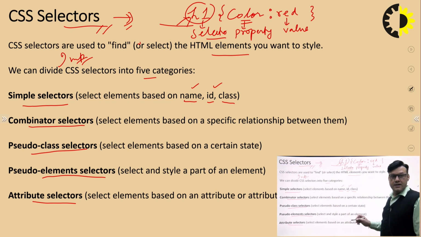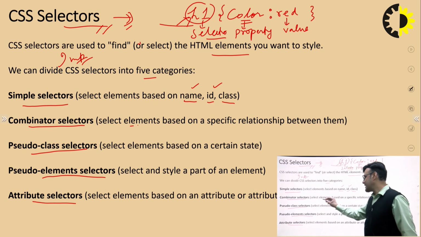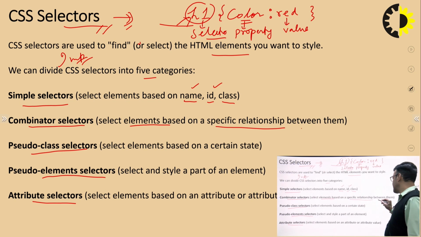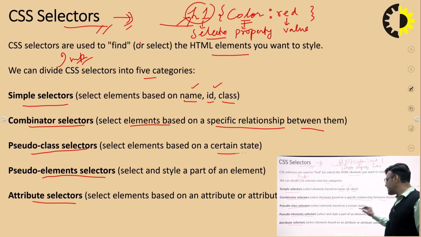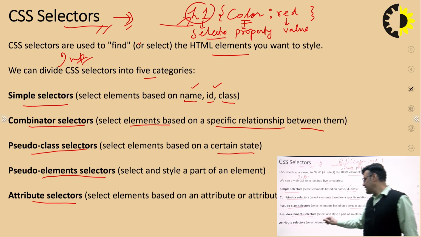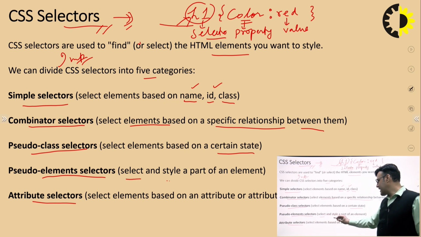Combinator means a combination of more than one selector. Each selects elements based on a specific relationship between them. That is the combinator selector. Pseudo class selects elements based on a certain state. I will discuss it with the help of an example in a further slide, nothing to worry. Pseudo element selector, we will select and style a part of an element.